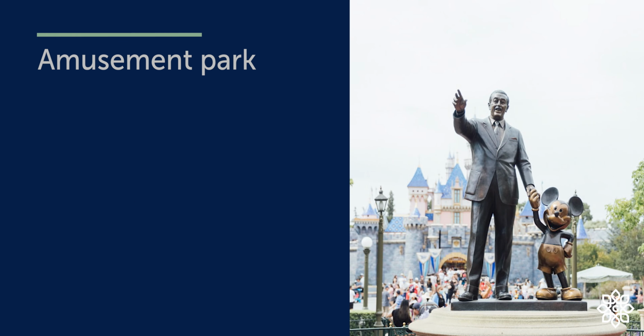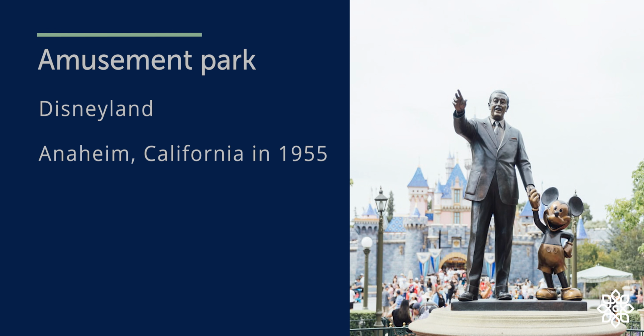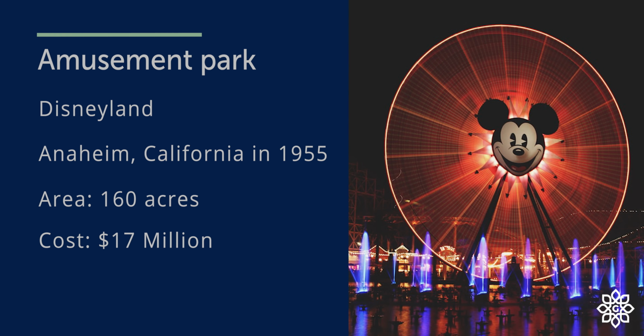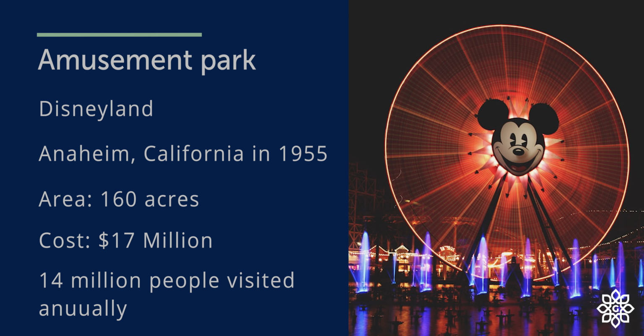In the early 1950s, Disney had initiated plans for a huge amusement park to be built near Los Angeles and called it Disneyland. Disneyland opened in Anaheim, California in 1955 on a land of 160 acres, costing $17 million. Disneyland is the only Disney theme park designed and built under the supervision of Walt Disney. Disneyland became a mecca for tourists from around the world. By the turn of the 21st century, more than 14 million people visited the park annually.